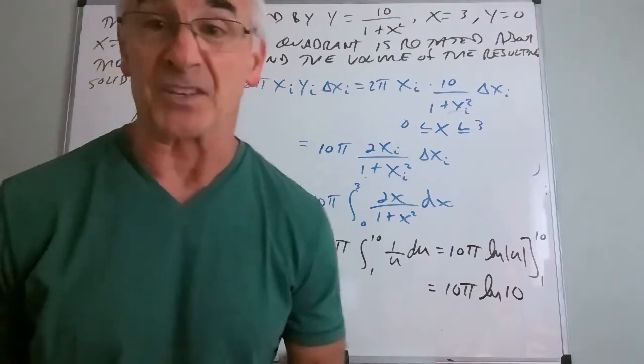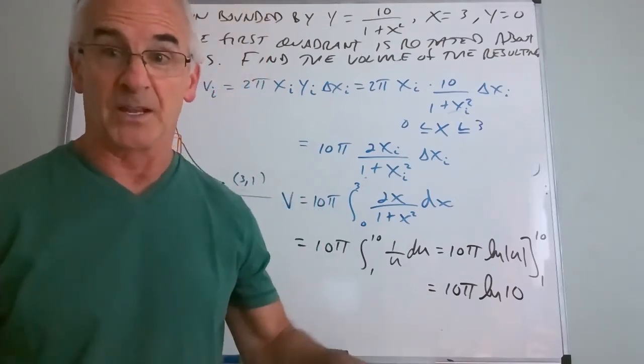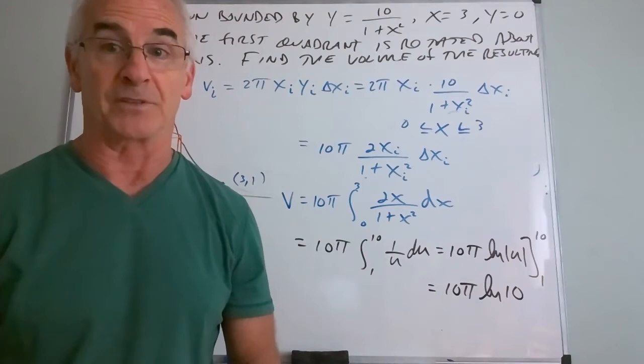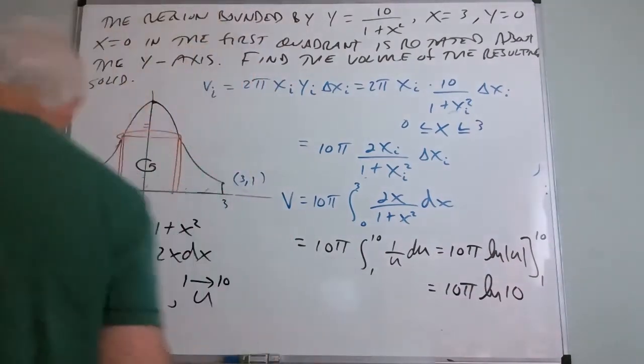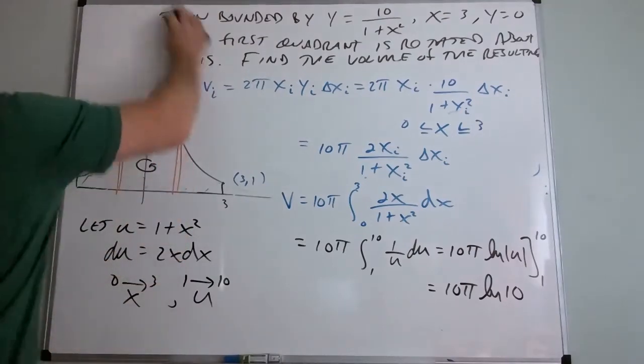Of all the problems that exist, I checked last night, exactly half of them should be done using shells and exactly half should be done using discs and washers. So our question is, how do I know? Well, that's actually the easiest part.